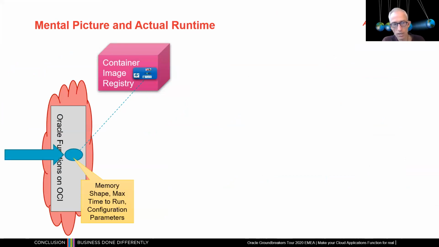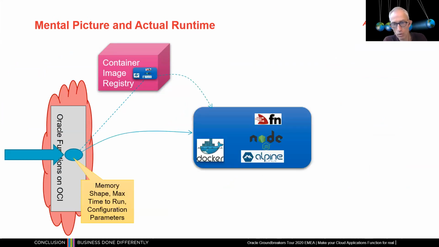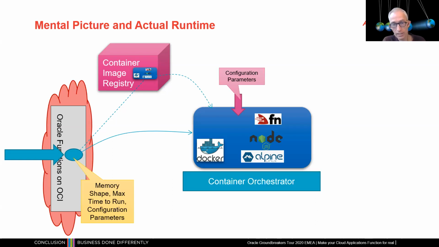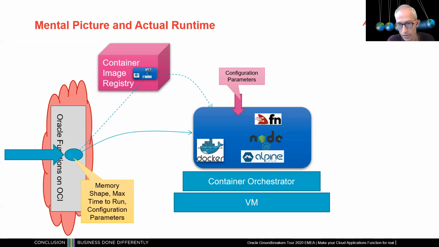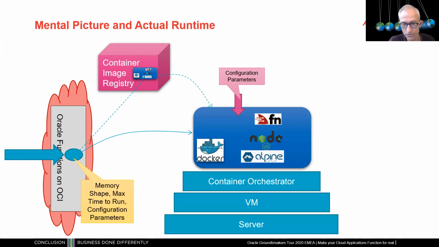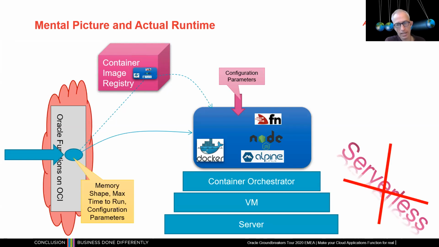So a request arrives, and at this point, based on the container image, a function needs to be instantiated. And that's happening by starting a Docker container instance. This container instance is injected with environment variables, and then it can do its work. But of course, this container instance is running on some form of container orchestrator. And the container orchestrator is running on a VM, and the VM is running on a physical server somewhere. So the reality is not serverless. And again, the mental picture of serverless is fine, and we can work with that, but it's not entirely true, of course.